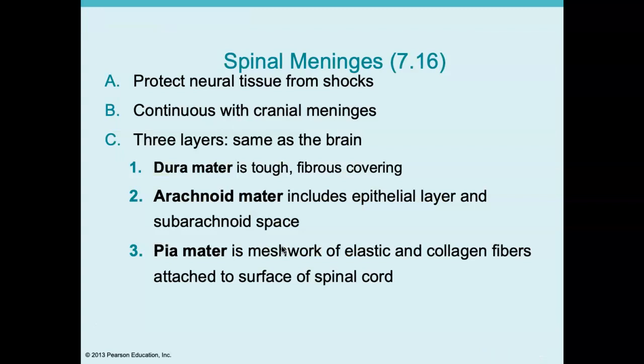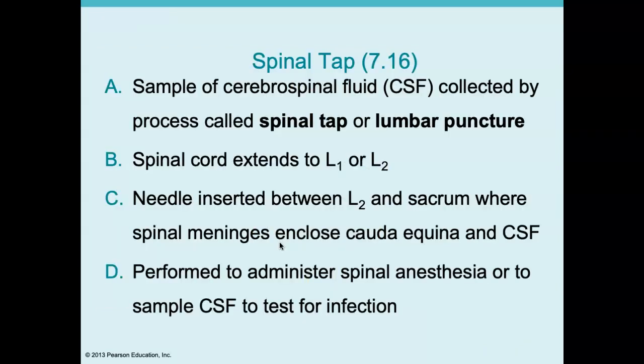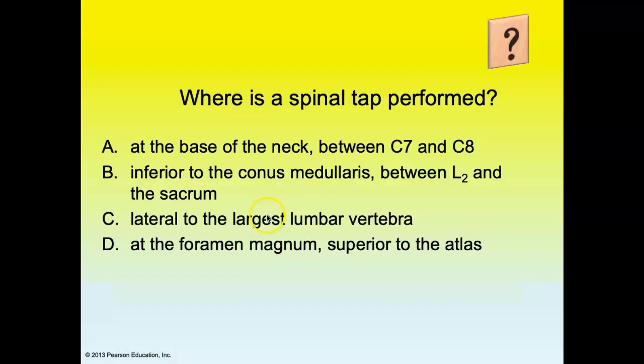Spinal meninges are the same as the brain meninges. Outer layer is the dura mater, arachnoid mater is in the middle, and the pia mater will be right on the spinal cord. A spinal tap is collecting spinal fluid, and you want to do it below the cauda equina because you don't want to hit the spinal cord. Where is the spinal tap performed? Inferior to the conus medullaris, between L2 and the sacrum.